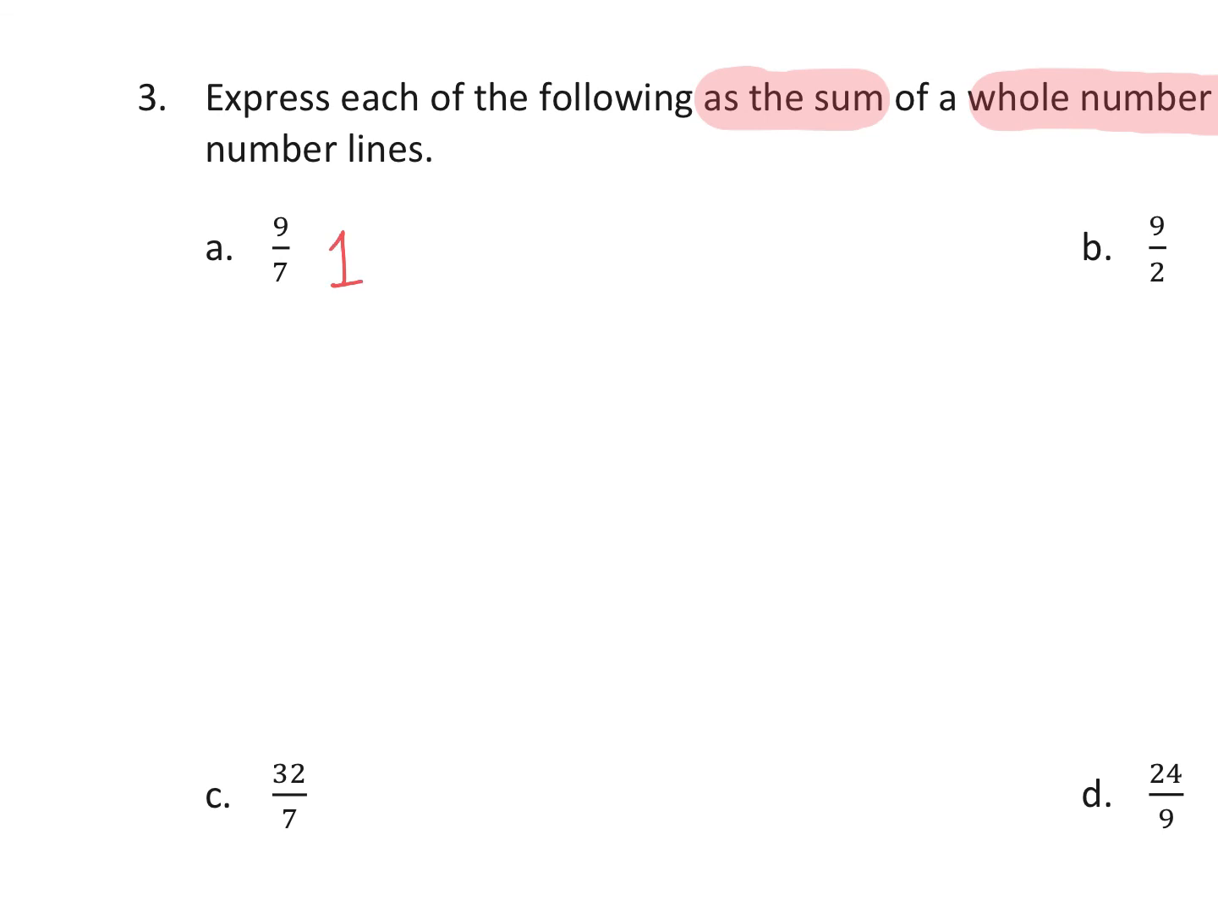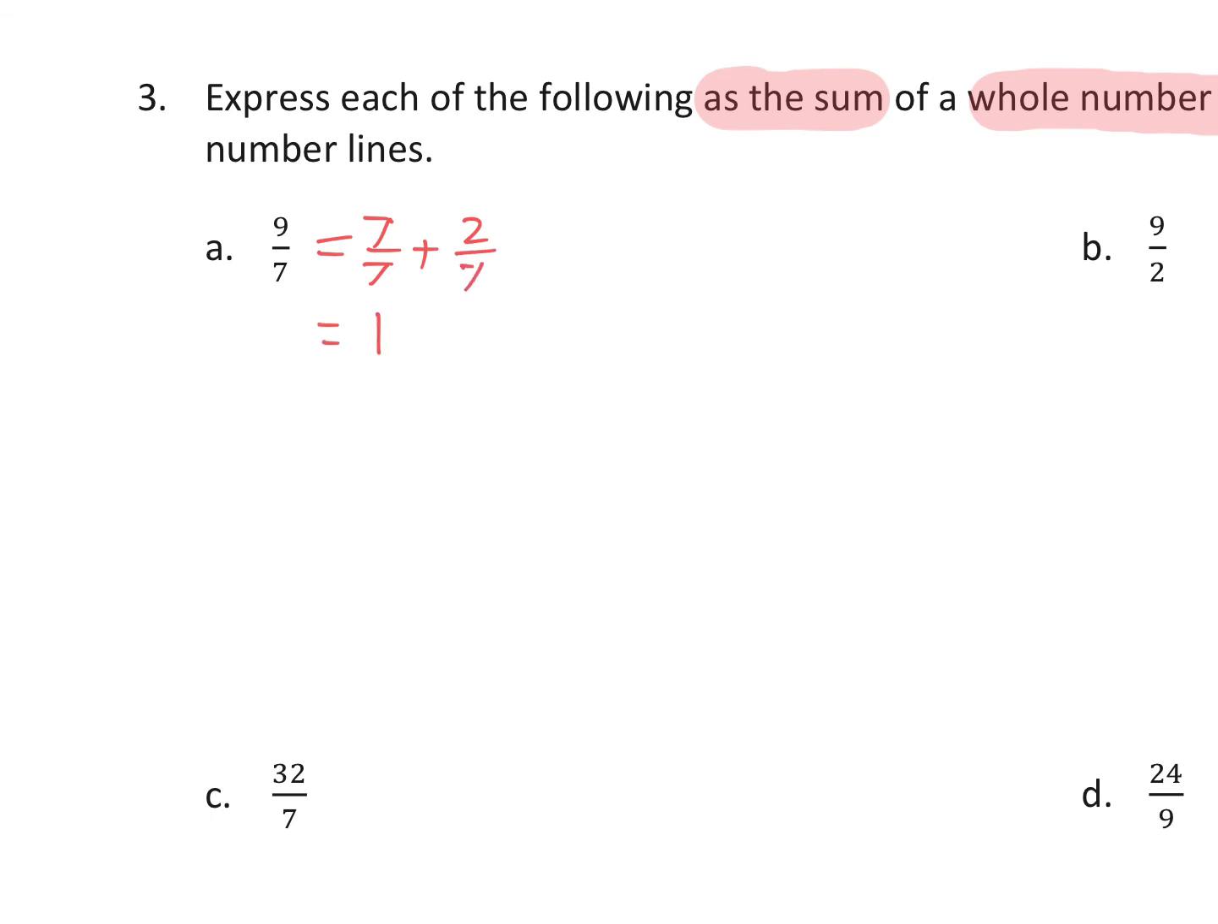And then how much left over? Well, in terms of sevenths, 1 is equal to 7/7, right? So 7/7 would be the same as 1. And then I would have 2/7 left over, right? So I'm actually going to erase this. I'm going to write this as 7/7 plus 2/7.